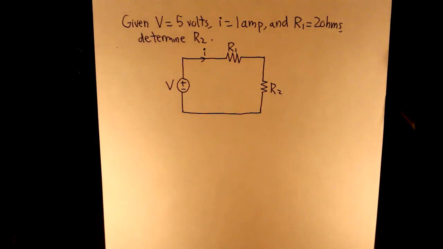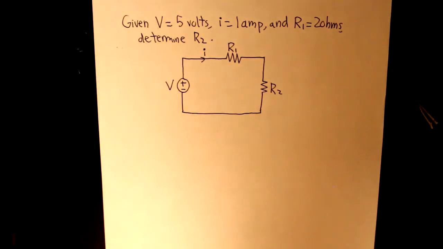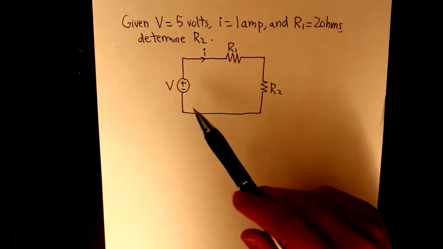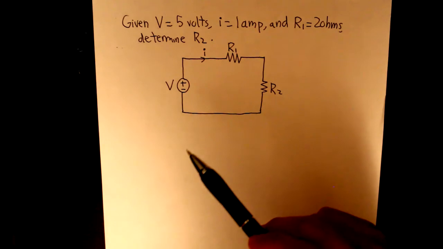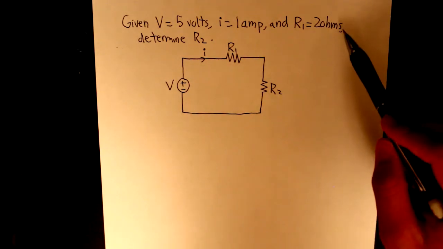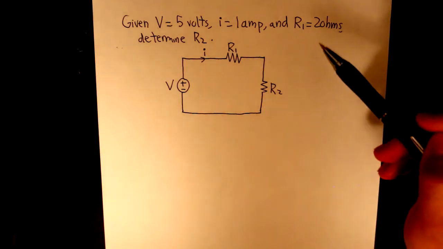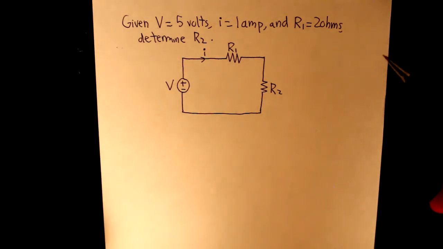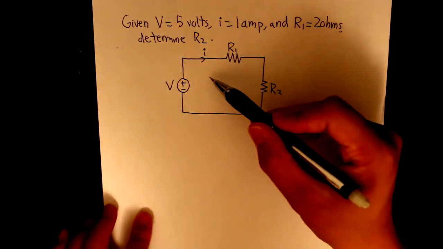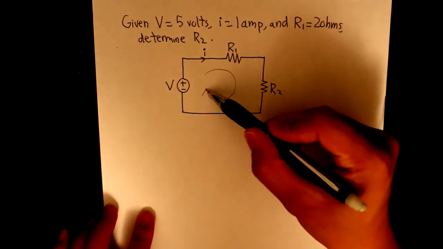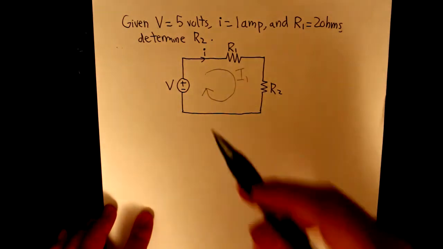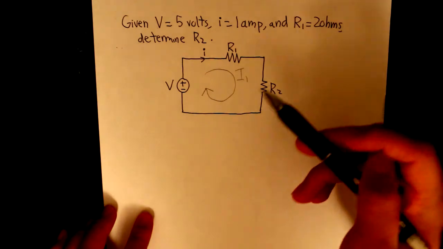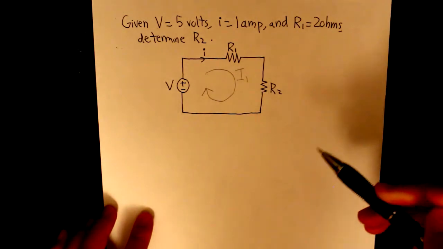So here we are given a practical example with components including numbers, and the question asks us, given that the voltage source is 5 volts, the current flowing through the circuit is 1 amp, and R1 is equal to 2 ohms, determine what R2 is, using the concept of mesh analysis. So let's first draw that closed loop path that we need. We will indicate that as I1, and then we will apply the KVL equation and assign the sign convention.